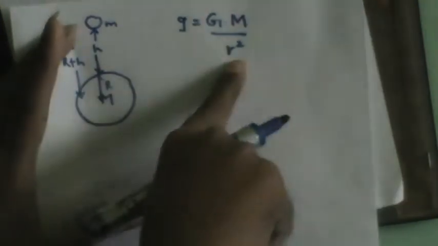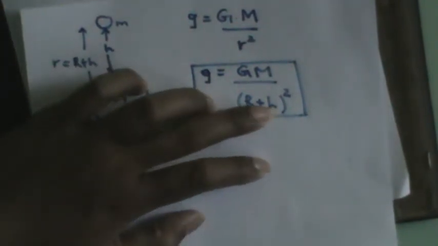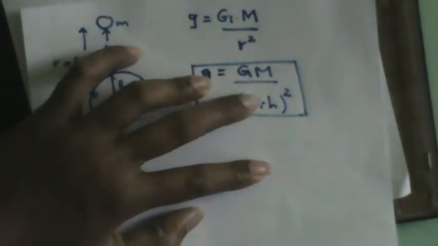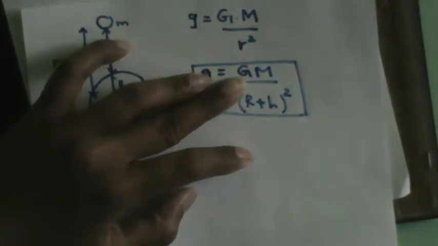You can substitute this value into the equation and find another relationship. So g is equal to GM divided by (r plus h) whole squared. That's simple, right? What actually happens is that when you increase the height, r plus h increases, so the gravity decreases, because the universal gravitational constant is a constant.